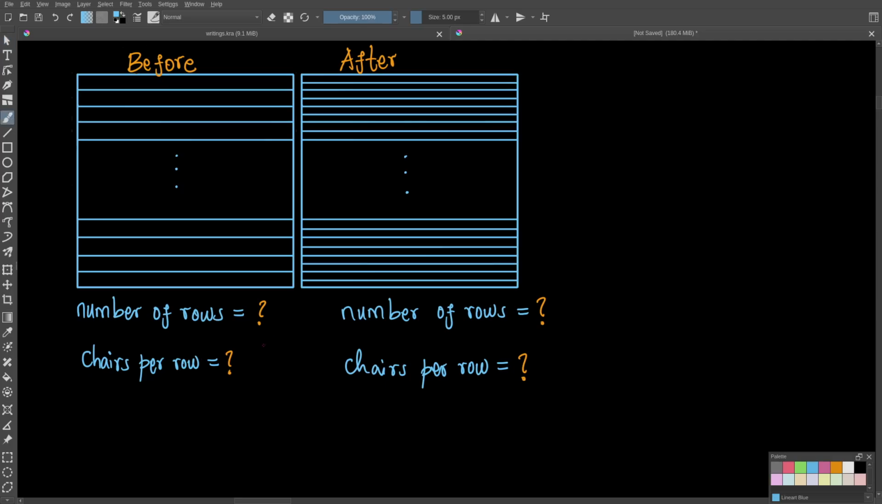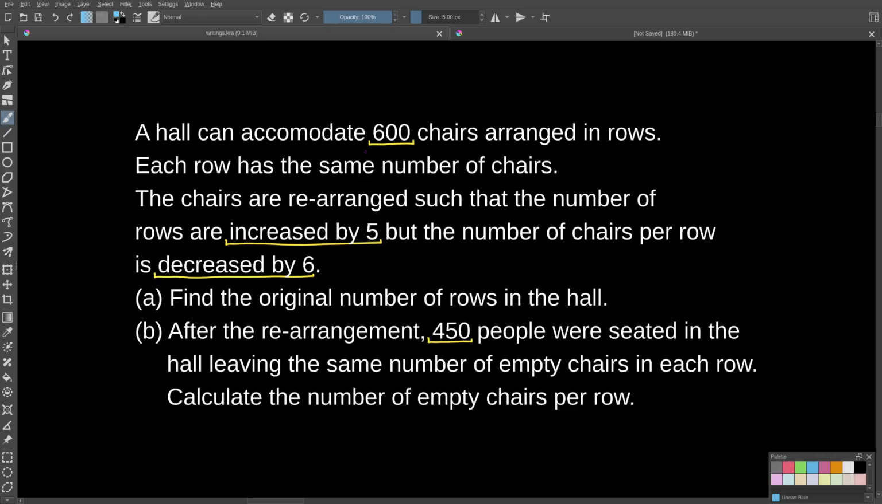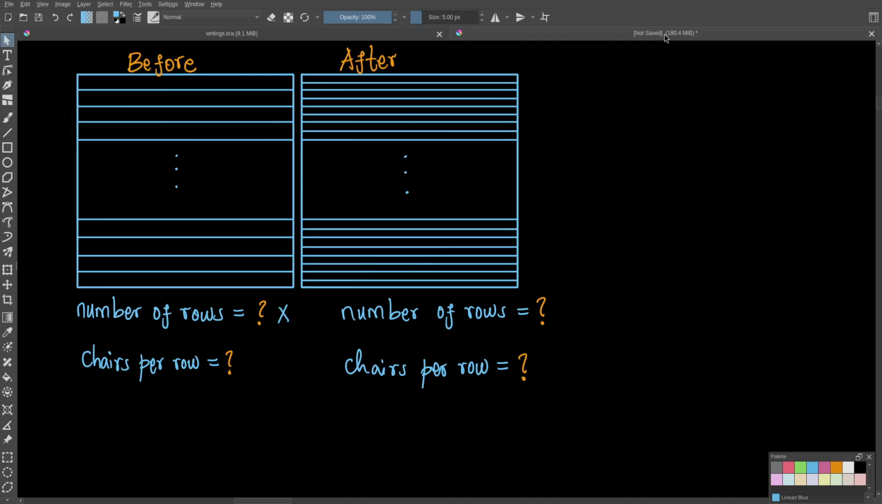Okay, so can we know the number of rows before? Nope. So we are just going to assume that the number of rows before was x. We go back to the question. We are told the number of rows increases by 5 after the rearrangement. So this means that the number of rows afterwards is going to be the original number of rows, x plus 5.